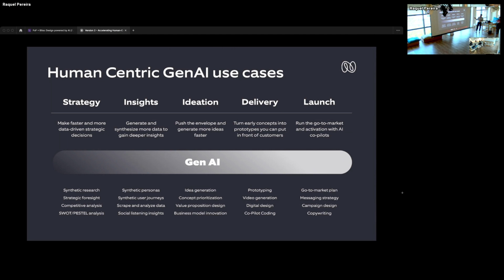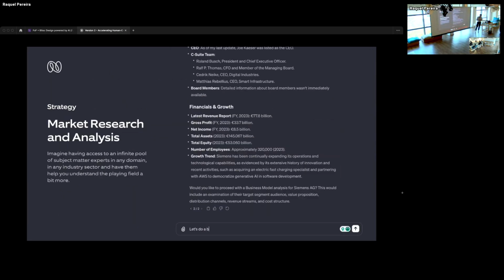And then on delivery and launch, things such as Copilot coding, like we saw at GitHub, and video generation. Every day or almost every week we see new tools being able to generate fake videos or synthetic videos from other videos. So it's really mind-boggling. And then messaging strategy, campaign design, even copywriting. And I'm not saying creative copywriting, but yeah, GenAI can do really good copywriting. And I'll show you now a few examples.